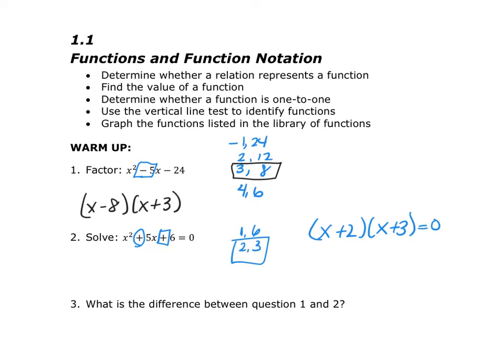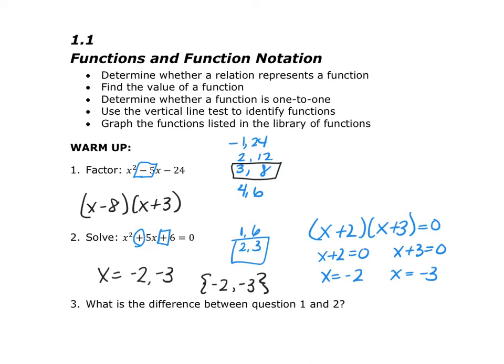But I don't stop there, because I'm asked to solve it. So I'm going to set each factor equal to 0. x plus 2 is equal to 0, and x plus 3 is equal to 0. So x is equal to negative 2, and x is equal to negative 3. My final answer is x is equal to negative 2 or negative 3. I can write it as x equals, or I can use a solution set, which is curly bracket, negative 2, negative 3. And so that's my solution, negative 2 and negative 3.